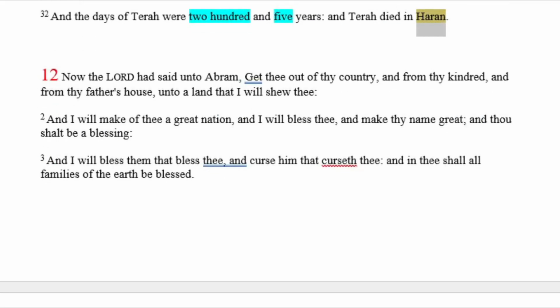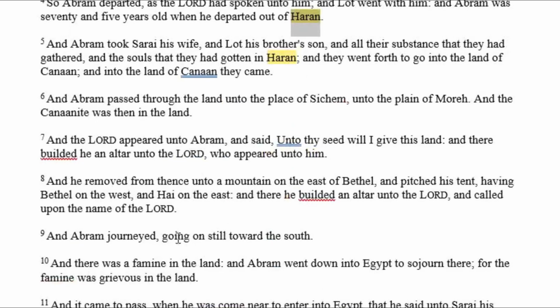These are iterations of us. The father would be the one who gives offspring to the next iteration of you. The father dies in the son. This is my old self dying into my new self. See where I am here, looking down there. There we go. And departed out of Haran, and the souls that they had gotten in Haran.